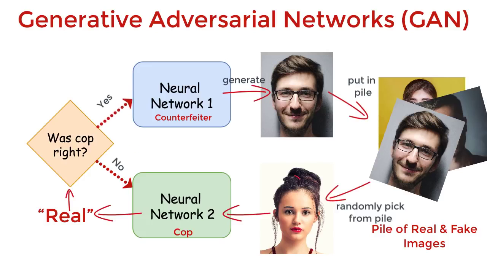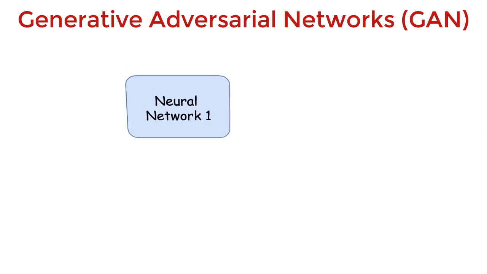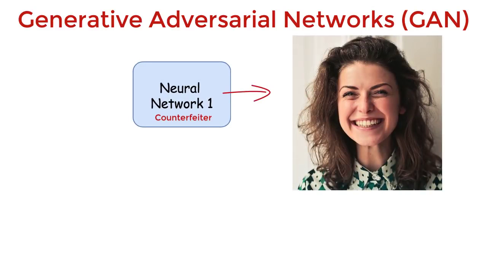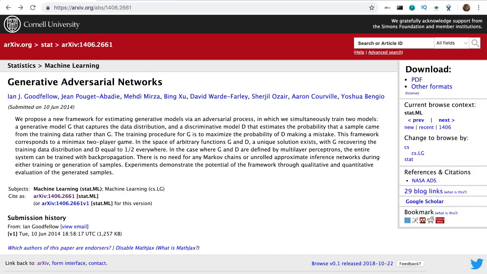And if the counterfeiter network loses, then it tweaks its network to become slightly better at generating fakes. So after thousands of rounds, the cop becomes better and better at spotting fakes, and the counterfeiter becomes better and better at generating fakes. And once the game is done, we just ask the generator, or counterfeiter, to generate the image. And this image should look exactly like a realistic face. Now, this is the main idea behind generative adversarial networks. If you understood this, you understood the main point behind the landmark paper of 2014.